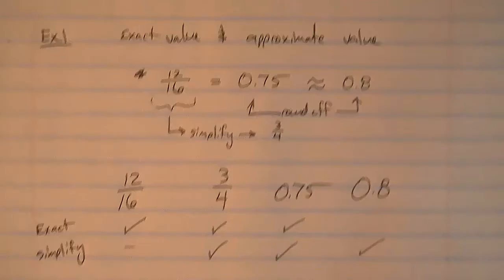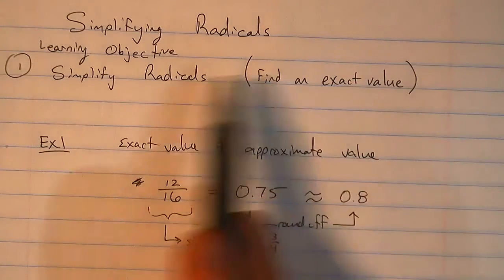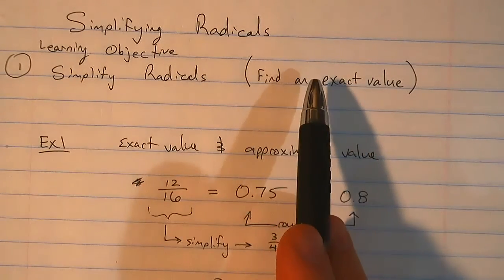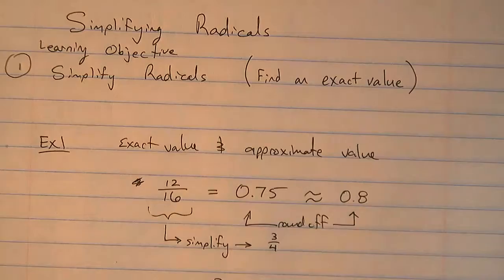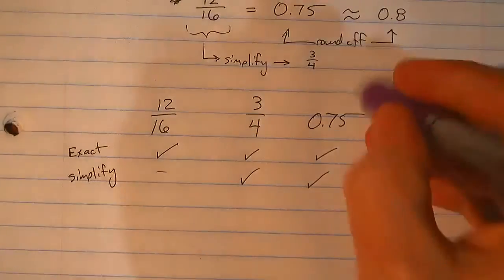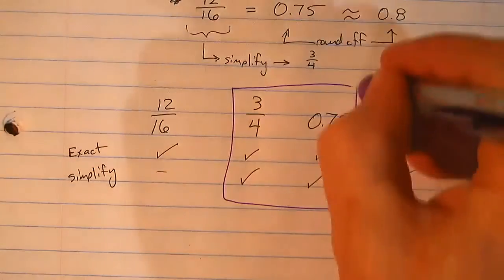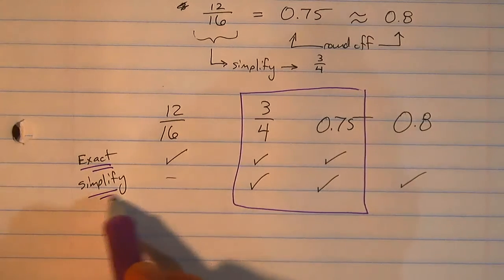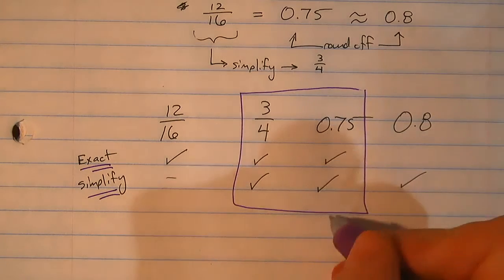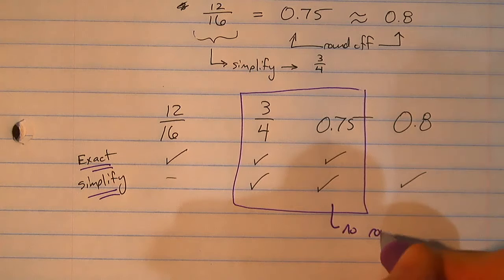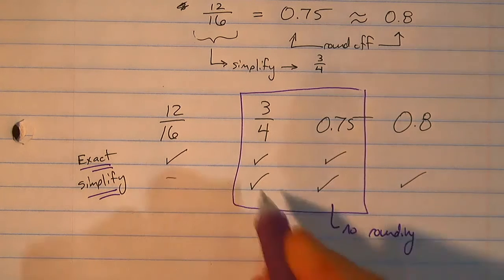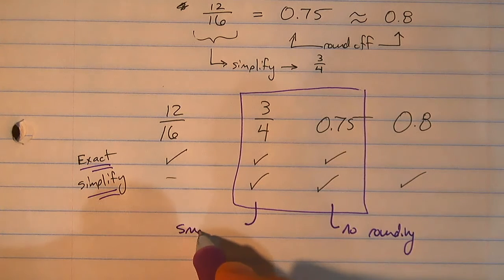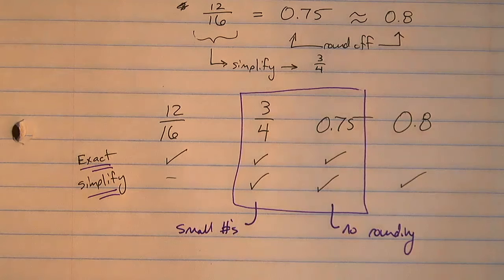When you have a question that asks for a simplified or an exact value with radicals, we're looking for this situation right here. We're looking for something that is exact and is simplified. In other words, it has no rounding off and the numbers are as small as possible. Okay, that's what we're looking for.